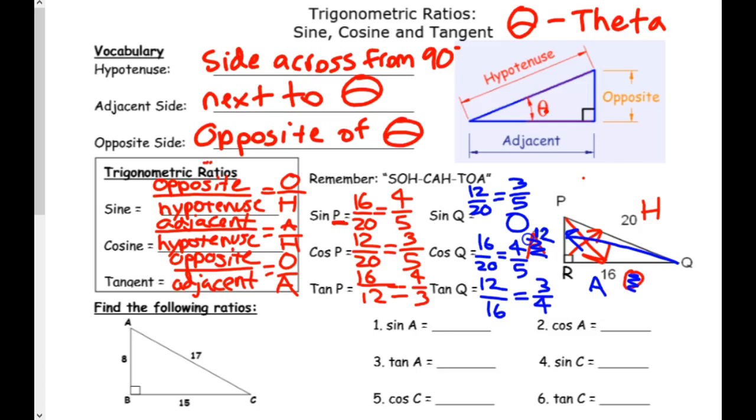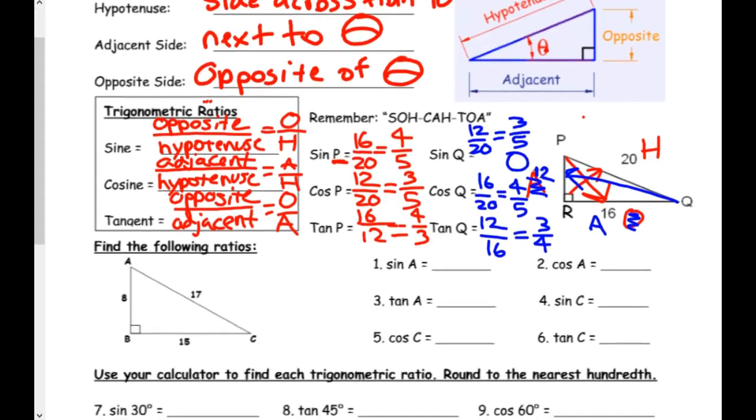Now, let's try this one again. Is everyone with me? I got a new triangle down here. I'm going to start at angle A. So I'm going to give you 5 seconds to label O, H, and A. 5, 4, 3, 2, 1. So, have you labeled O, H, and A starting at angle A? Okay? Stop.